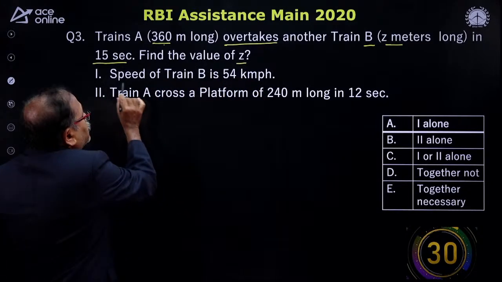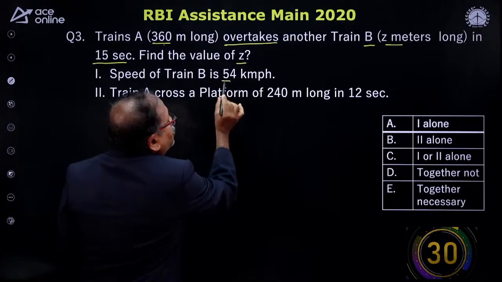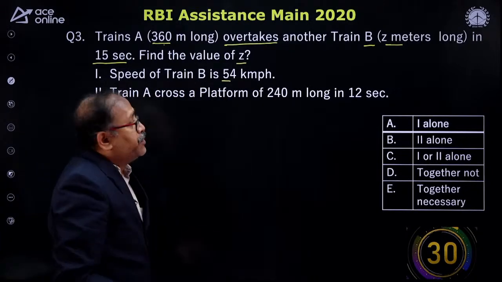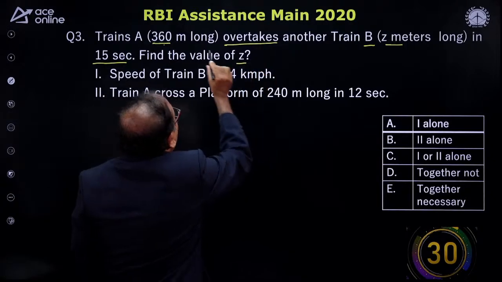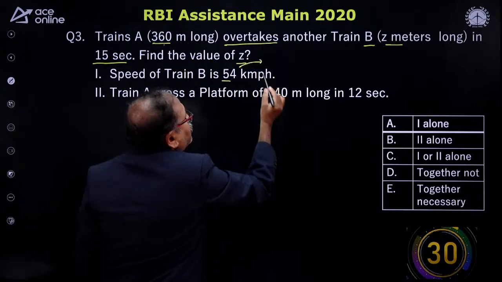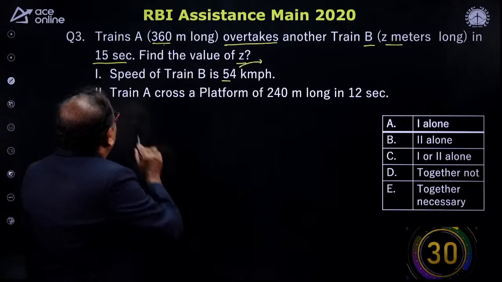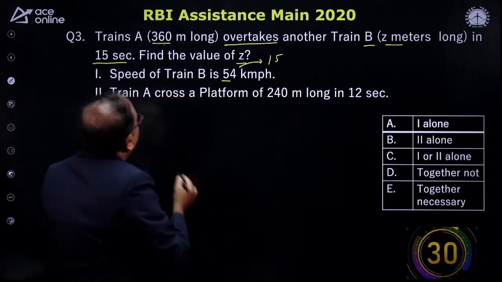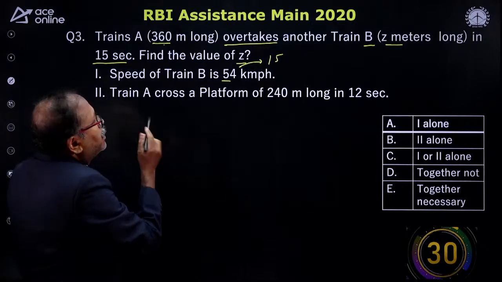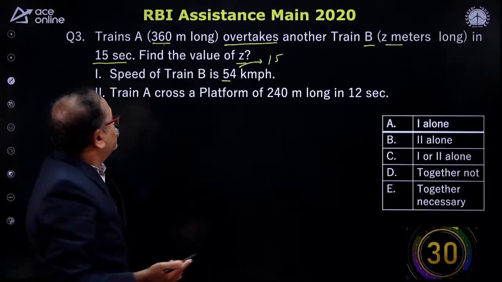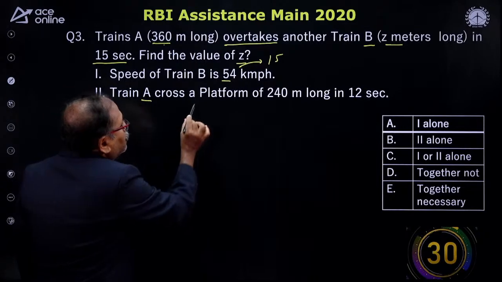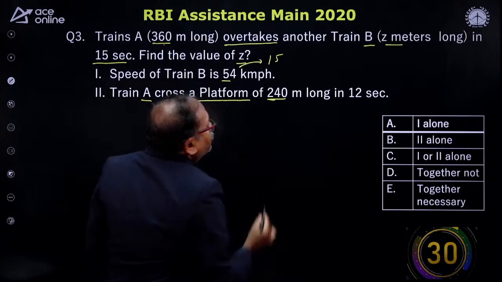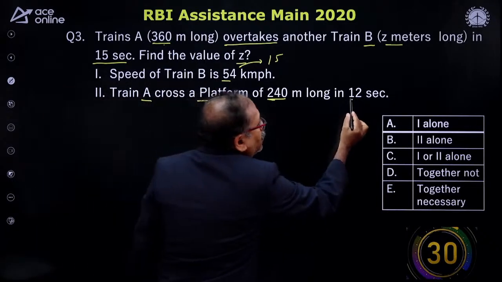The first statement, the speed of the train B is given to us. Train B speed is 54 km per hour, whereas it is in meter, so I can convert this into meter per second. Now what is that meter per second? This is 15 meter per second. Next one, is 1 alone sufficient? I don't think so. The next one, the train A crosses a platform of 240 meter long in 12 seconds.